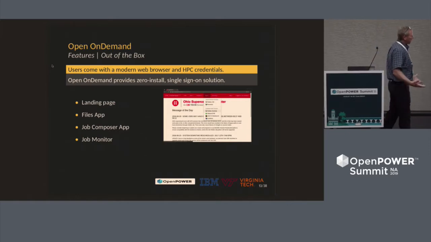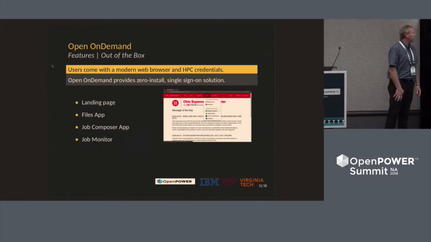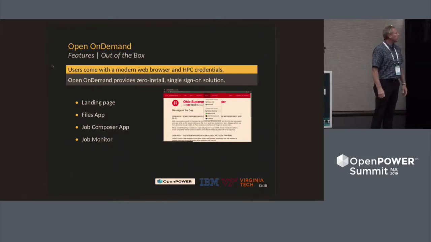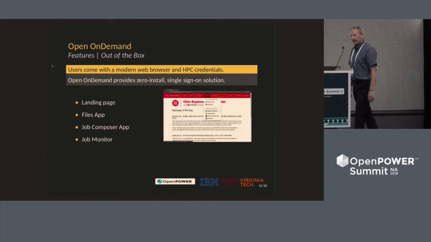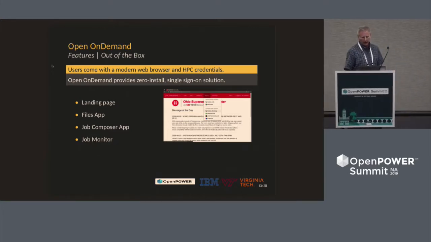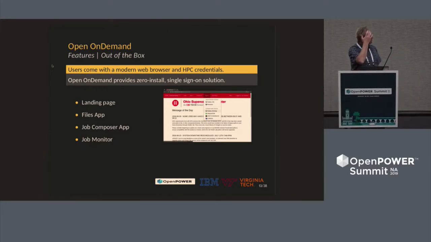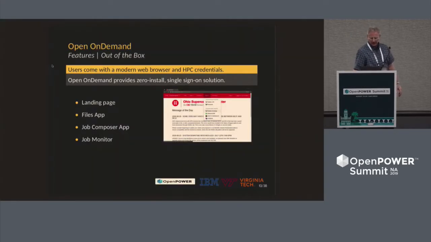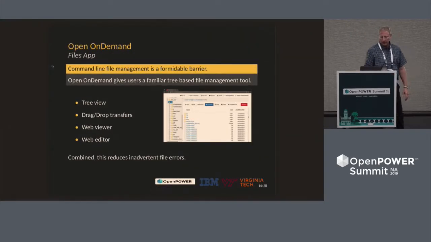So out of the box, what do you get? Basically, some sort of landing page that you can customize to the site's liking. So I'm showing you the Ohio Supercomputer Center's landing page. Ours looks different. There's a Files app, there's a Job Composer app, and there's a Job Monitor. Those are sort of the basic things. Going through them one at a time, just real quick.